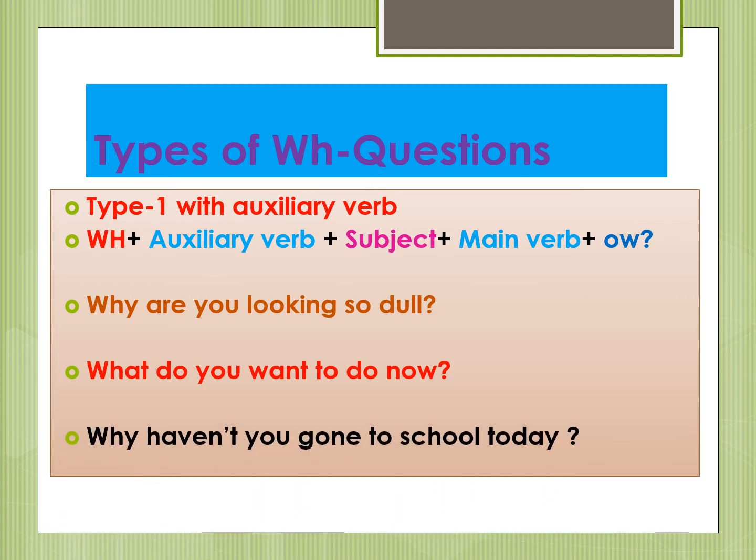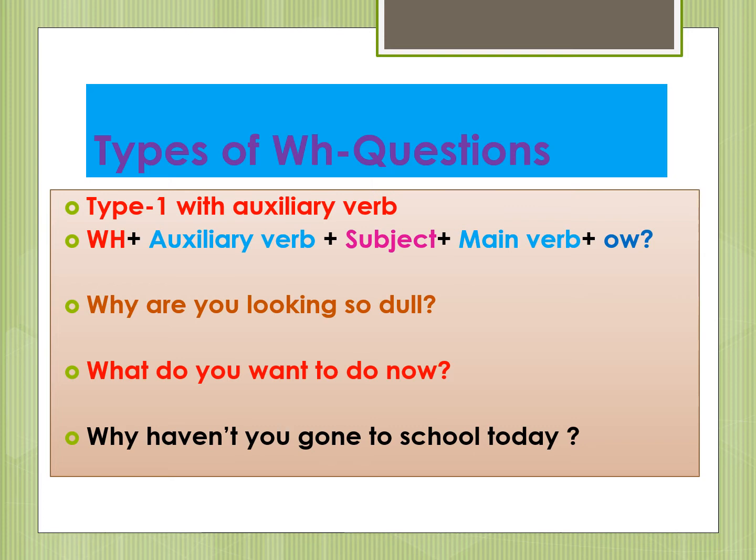Next one. Why haven't you gone to school today? Students, this is also first type of WH question. What is the auxiliary verb in this question? Have is the auxiliary verb. The question started with WH word why. So it is a WH question type 1. Students, it is a negative question because the negative word not is there in the question.